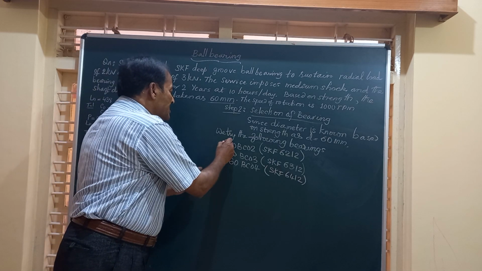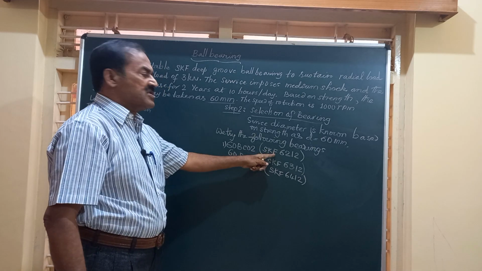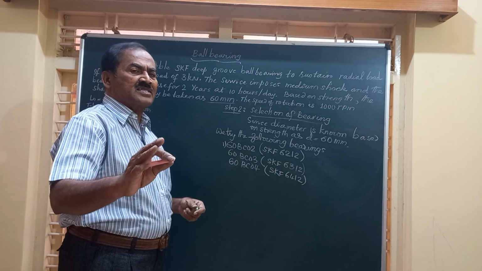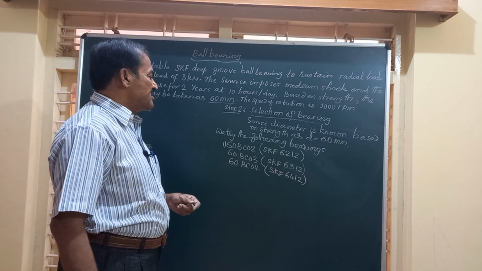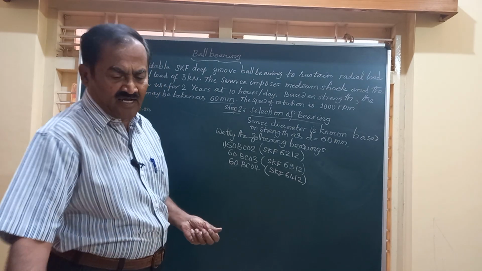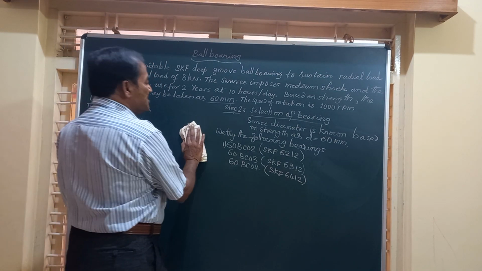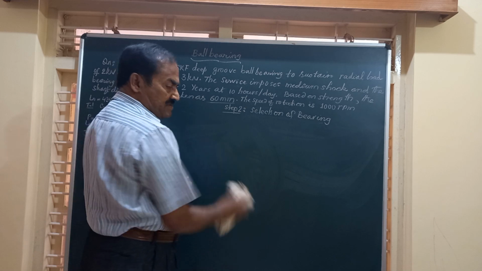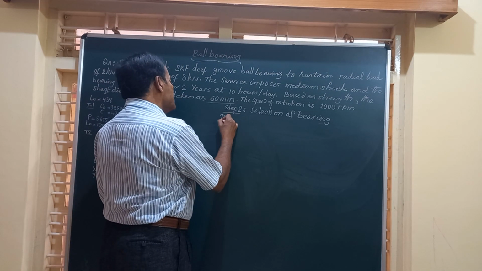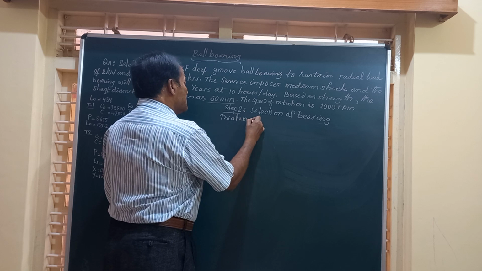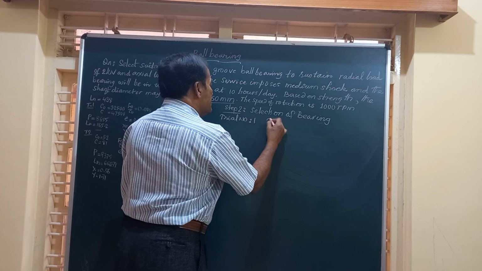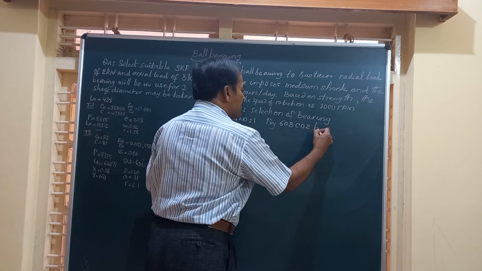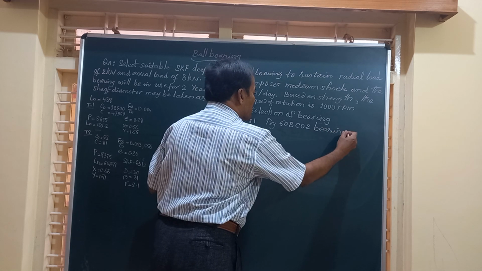Find out the first one, the life of the bearing. Get what is the answer for the life it will have. If the value is equal to or lesser than 438, you cannot select this. So you have to go to the second step, third step, etc. So we will have the first trial made using the 60BC02 bearing. Trial number one. We will try 60BC02 bearing. That is a light series.